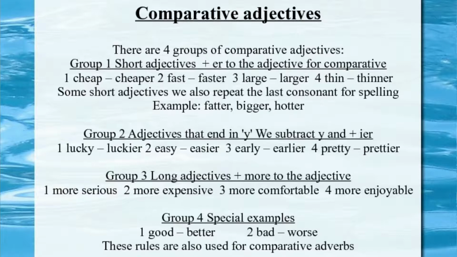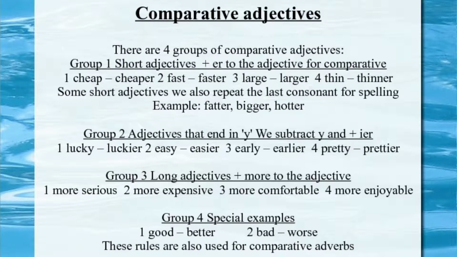I now want to look at the second group of adjectives, and in these the adjectives end in y, but when we change them to comparative adjectives, we don't use the y, but we add -ier. So let's have four examples of group two. Number one, lucky changes to luckier. Two, easy changes to easier. Three, early changes to earlier, and number four, pretty changes to prettier.